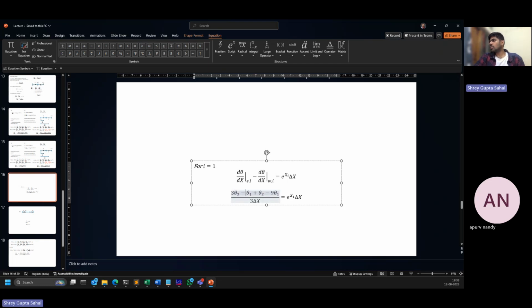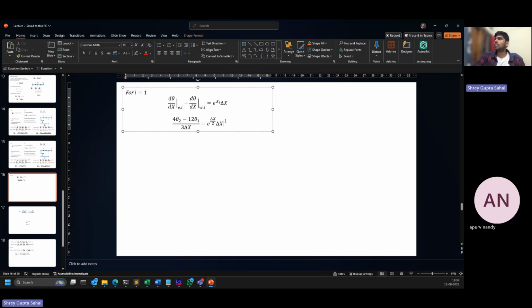Then you have 12 here. Wait. Yes, 12, and there you get as 4. That's okay. And what is our x1 value? Let's look at. So x1 is delta x by 2, right? You get that, right? I hope that is clear. Anyways, yes.